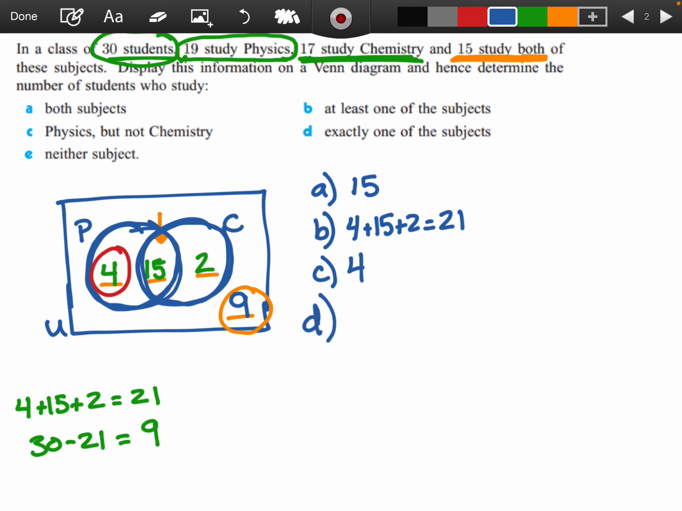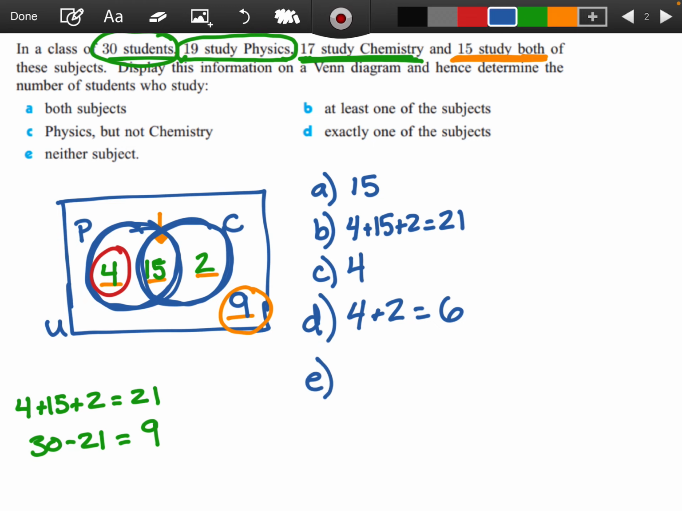How many are studying exactly one of the subjects? So that means they're inside the circles, but they're not in both of them. So we've got the 4 people who study just physics plus the 2 people who just study chemistry. So 6 students study exactly one.